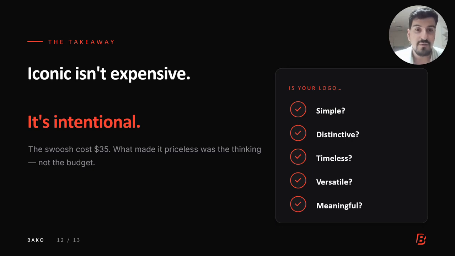So just ask yourself, is your logo simple? Is your logo distinctive, timeless, versatile, and does it have any meaning behind it? If it falls into these categories, then you have something great on your hands. And that's all you need to worry about.